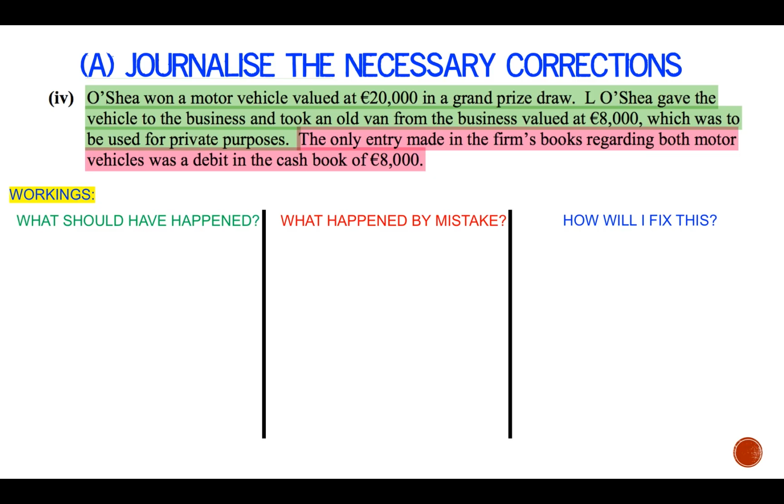All right, so then part 4. So O'Shea won a motor vehicle valued at €20,000 in a grand prize draw. O'Shea gave the vehicle to the business and took an old van from the business valued at €8,000, which is to be used for private purposes.